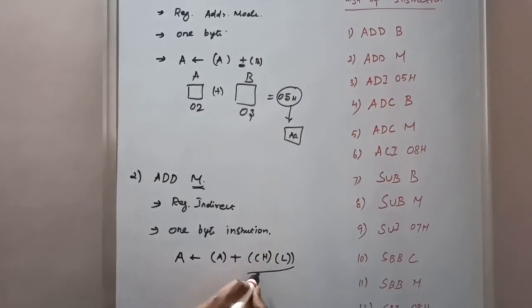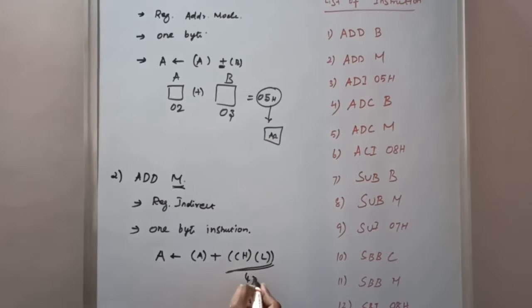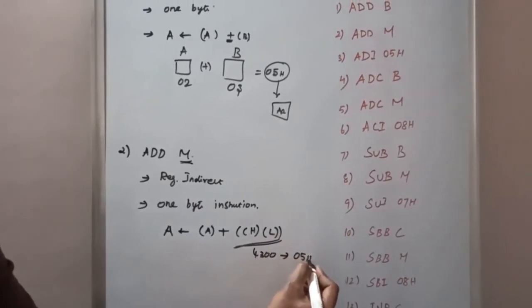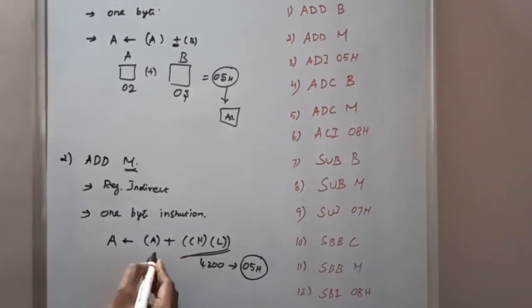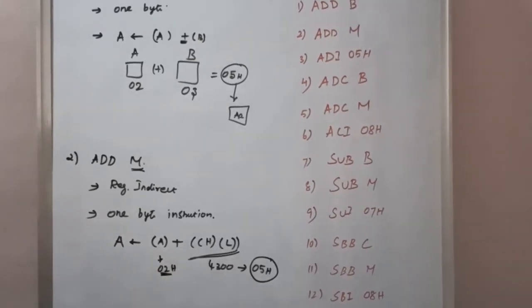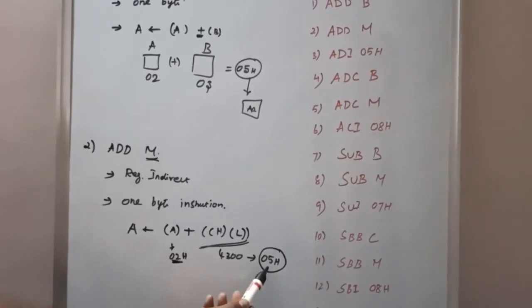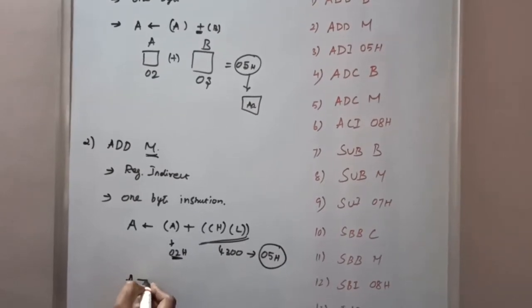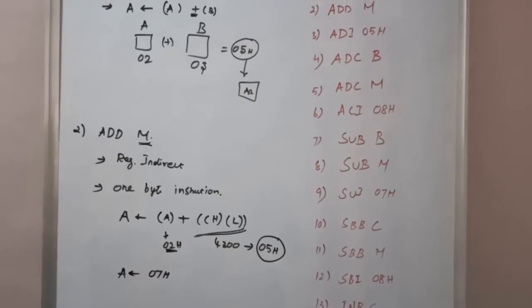This HL pair register holds the memory location, for example location 4300. This location points to one data, 05H. This 05H is added with the accumulator value. Let us consider the accumulator value is 02H. Adding the two contents, 05H plus 02H, after execution of this instruction, 07H is loaded to the accumulator.